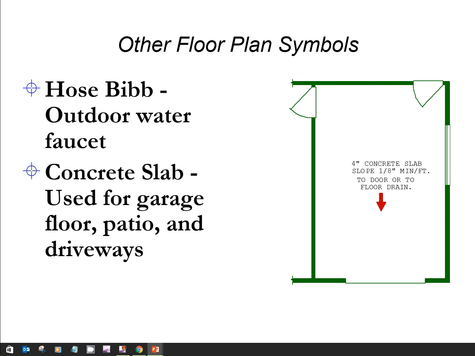Some other symbols, a hose bib, and there's not a hose bib on here. Typically, a hose bib is the outdoor faucet for your water hose. Oftentimes it's drawn off the wall and it's just like a T shape. There's an example in the textbook. Most garages, the floor should slope slightly toward the door so that any water that's on the car when you pull in will drain back toward the door. Or a floor drain may be installed also.